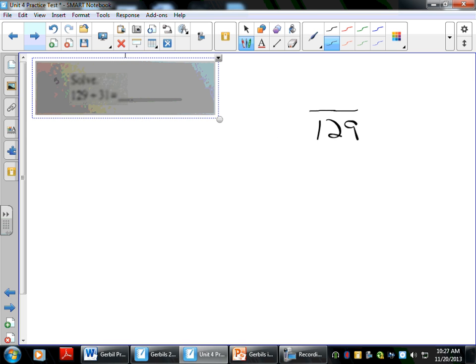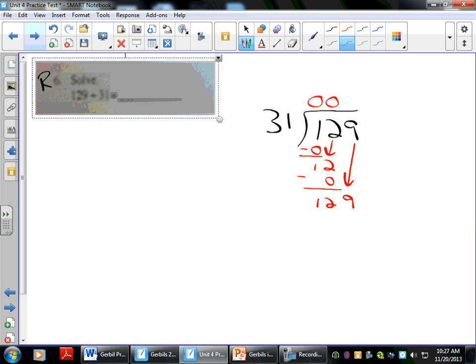Next problem. 129 divided by 31. I told you when you brought this home, this answer can be written as a remainder. How many times can 31 go into 1? It goes in there 0 times. 31 times 0 equals 0. Subtract, we get a 1, we bring down the 2. How many times can 31 go into 12? 31 goes into 12 0 times, another 0. Bring down the 9. How many times can 31 go into 129? 31 times 3 equals 93. You can try and get closer. 31 times 4.